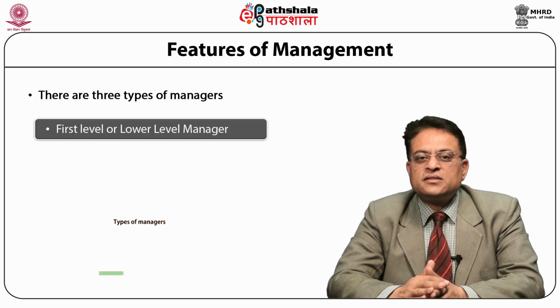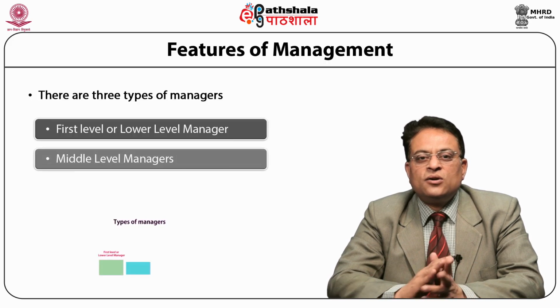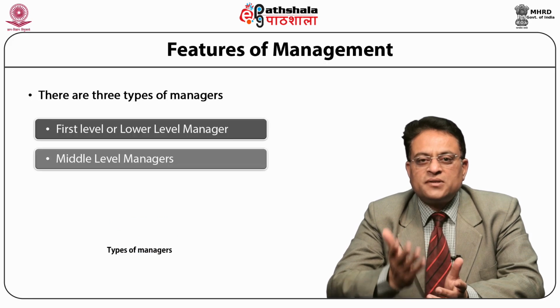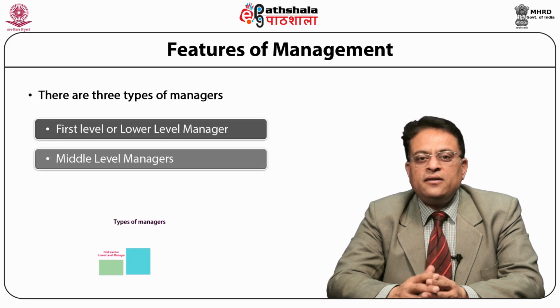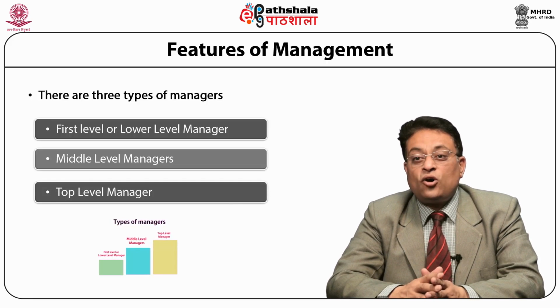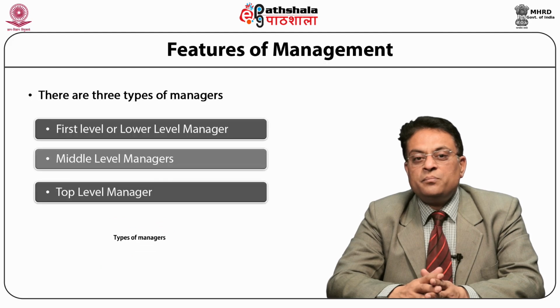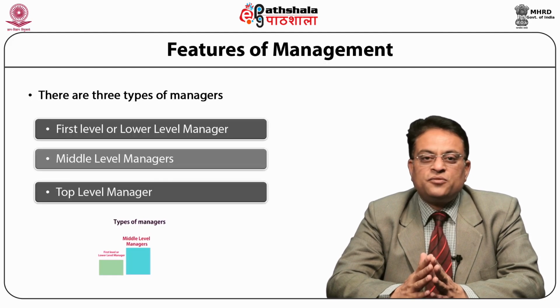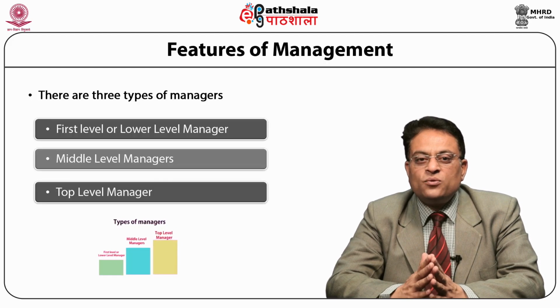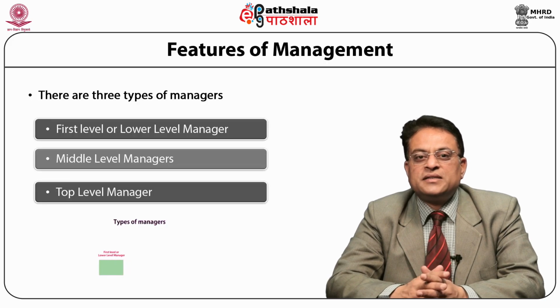Second types of managers are the middle level managers who act as a liaison, as a link between the first level and the top level management. And then we have the top level managers. Top level managers who basically are the people who decide the destiny of the organization by devising out the vision, mission, strategies and plans for the organization.